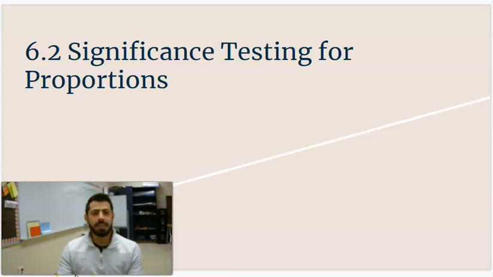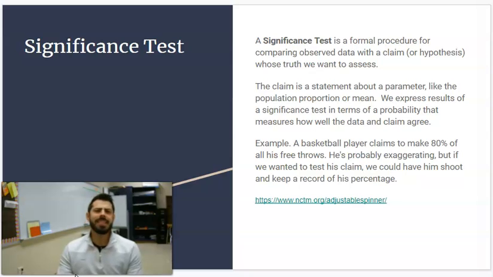6.2, significance testing for proportions. Now, what is a significance test? A significance test is a procedure in which you compare a claim or hypothesis to observed data. The claim is going to be a statement about a parameter, like what the population proportion or what a population mean is going to be.